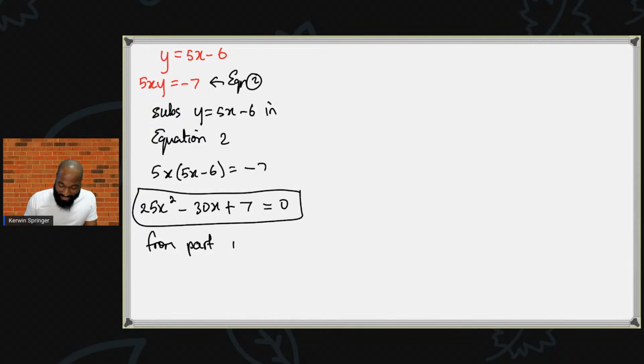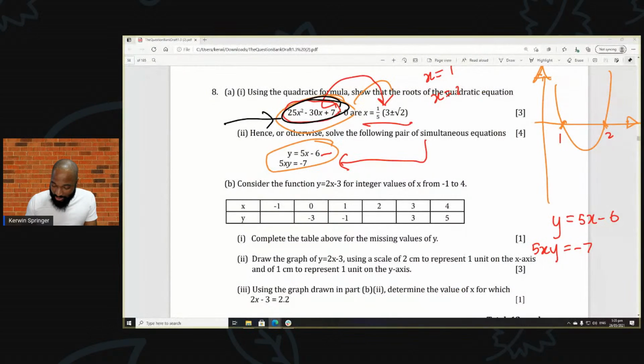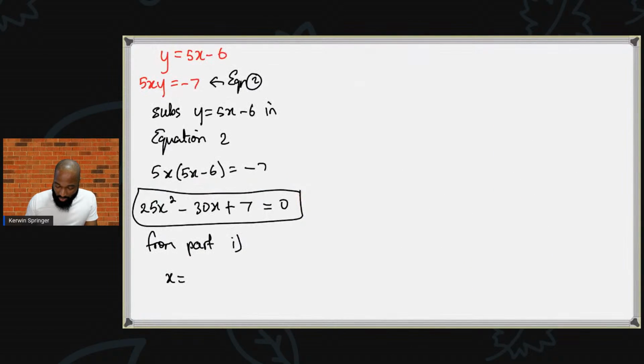Anyhow, from part I, you know the values of x. x is either going to be, let's put the whole thing, what was it, 3 plus or minus the root 2? Yeah, 3 plus or minus the square root of 2.